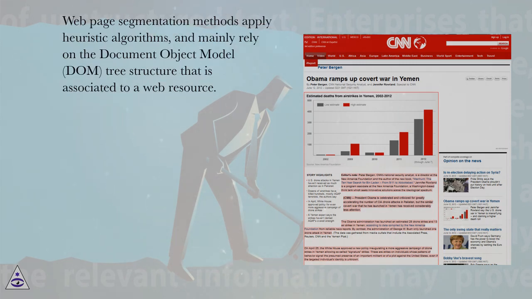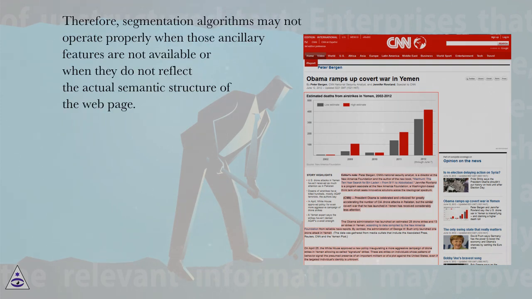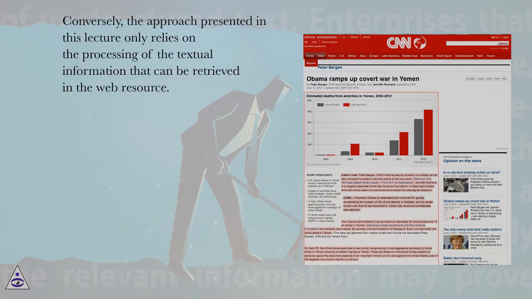Web page segmentation methods apply heuristic algorithms, and mainly rely on the document object model, DOM, tree structure that is associated to a web resource. Therefore, segmentation algorithms may not operate properly when those ancillary features are not available or when they do not reflect the actual semantic structure of the web page. Conversely, the approach presented in this lecture only relies on the processing of the textual information that can be retrieved in the web resource.